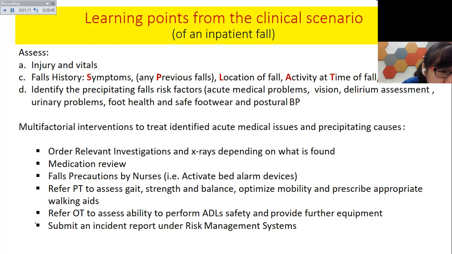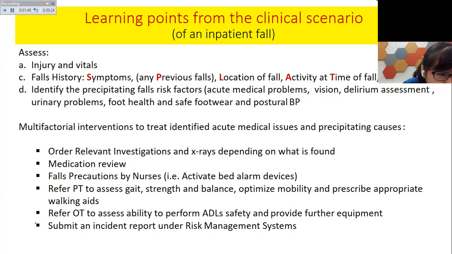Firstly, to order relevant investigations and x-rays depending on what is being found during the physical examination, to review medications that the patient is on, to advise for fall precautions by nurses, to activate bed alarm devices, as well as to refer to the physiotherapists to assess gait, strength, balance, optimize the mobility, and prescribe appropriate walking aids to prevent future falls.